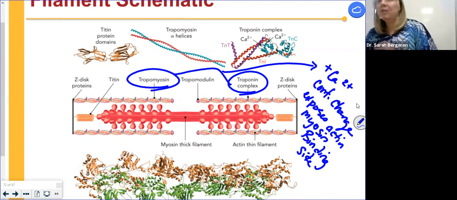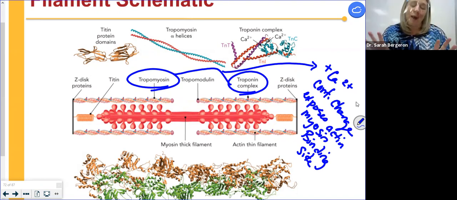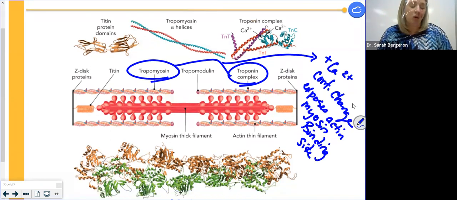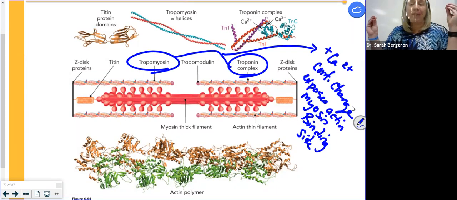So only when calcium levels are high will myosin bind to actin, right? Myosin is waiting. Myosin wants to bind to actin so badly, but it can't do it unless there's a high enough calcium concentration. And those calcium concentrations are triggered by that electrical impulse that's received by the muscle cell.